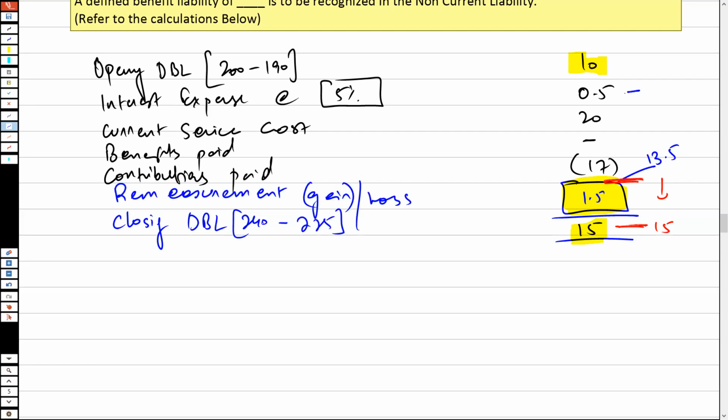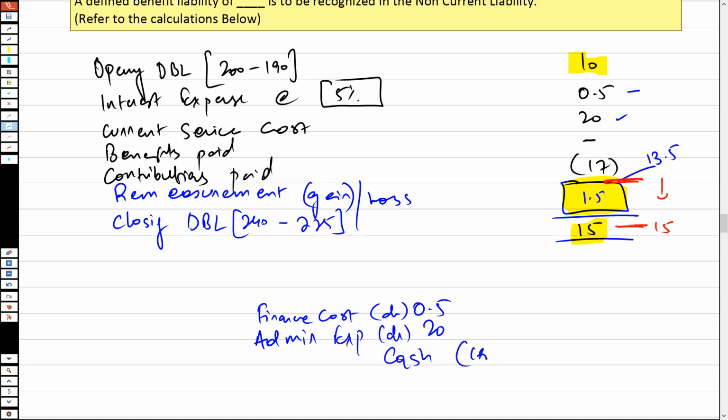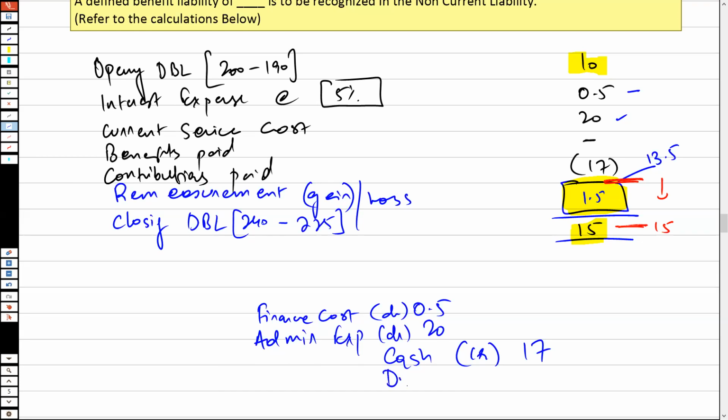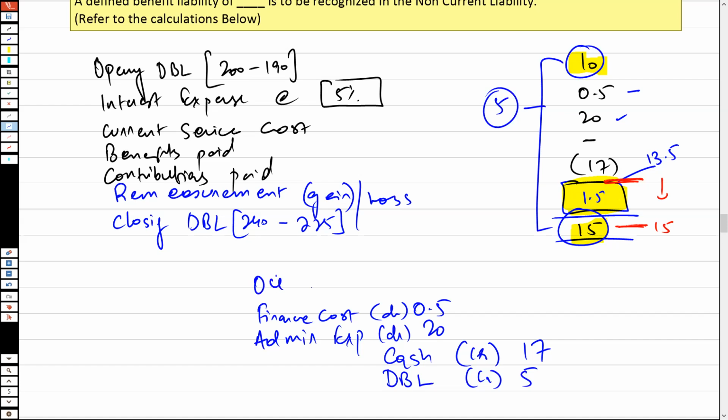So you see, you have an interest expense of 0.5, you would say finance cost debit by 0.5. There's a service cost. So let's say I'm recording the service cost as an admin expense of 20. Then there are contributions paid, which is the cash credited by 17. Then what actually happens is the defined benefit liability. The opening liability was 10 and the closing liability is 15. So there's an increase of 5 in the liability. The liability would increase by 5. The other comprehensive income would have a loss of 1.5. So if you try to calculate, you would see that it balances out.